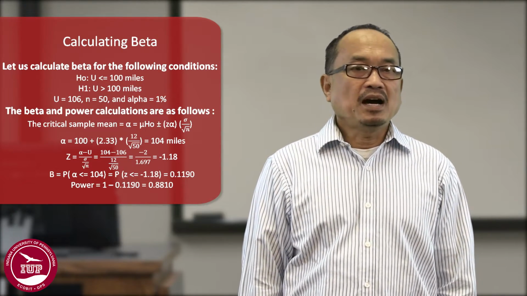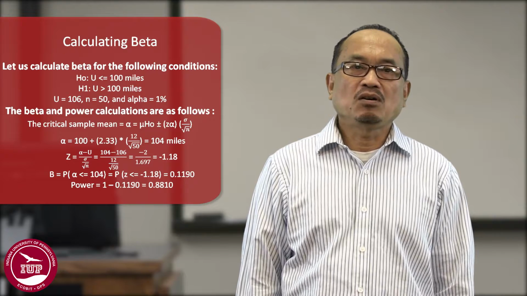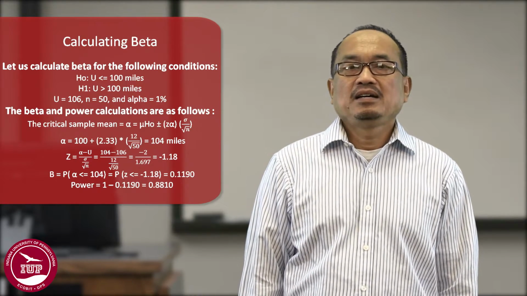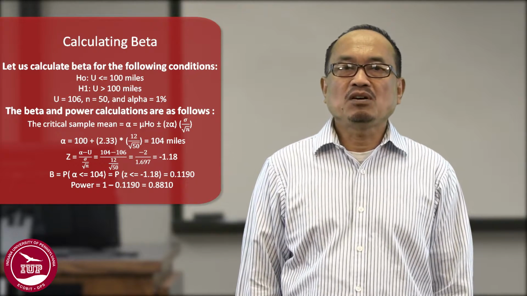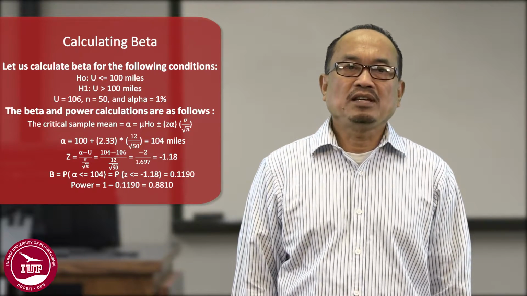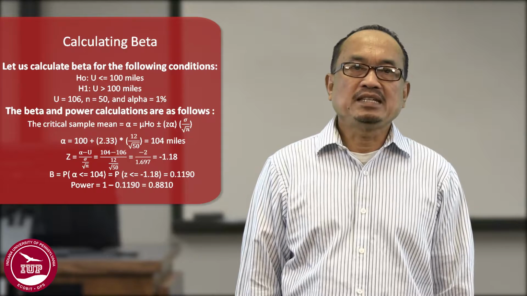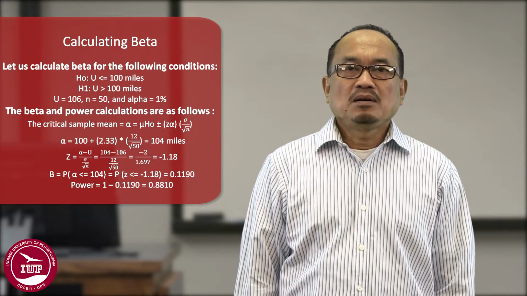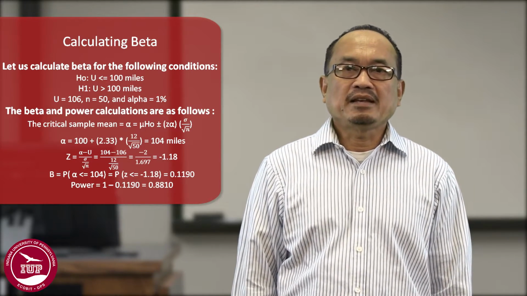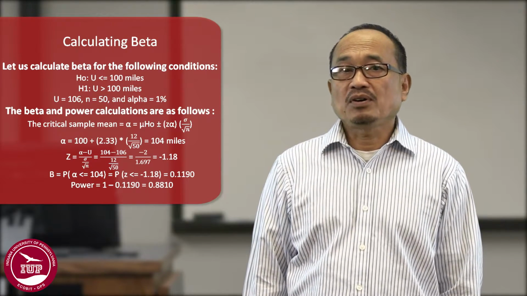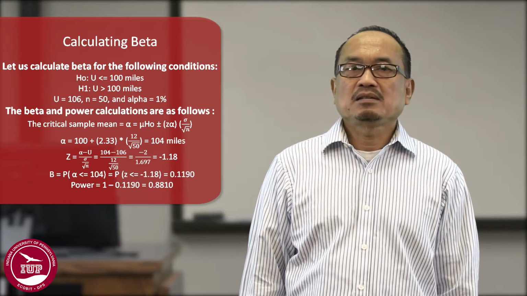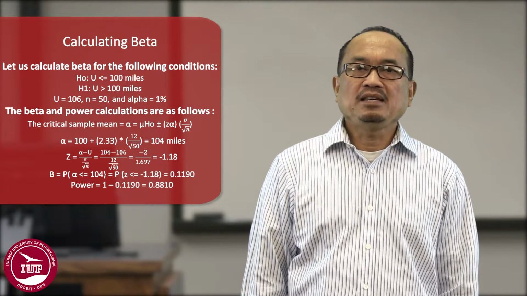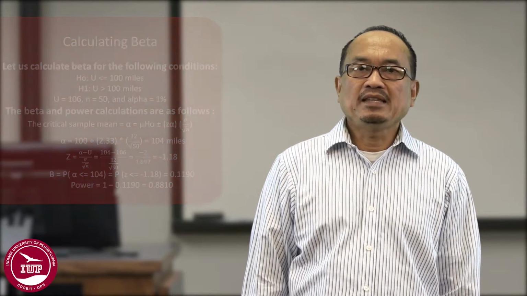So beta is equal to the probability of x bar of alpha less than or equal to 104, equal to the probability of z less than or equal to minus 1.18, equal to 0.1190. Therefore, the power is equal to 1 minus 0.1190, equal to 0.8810.